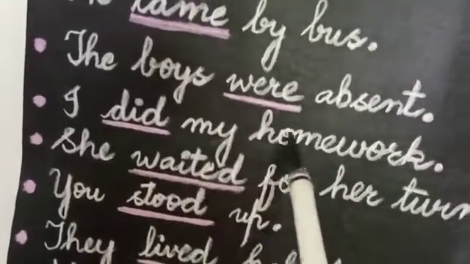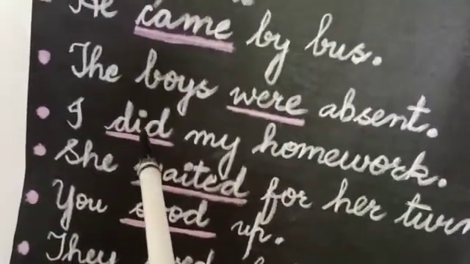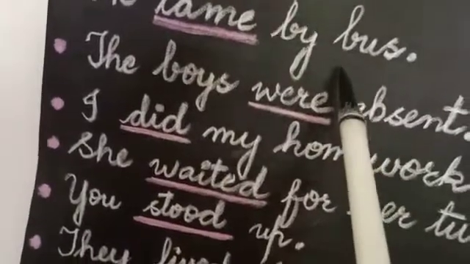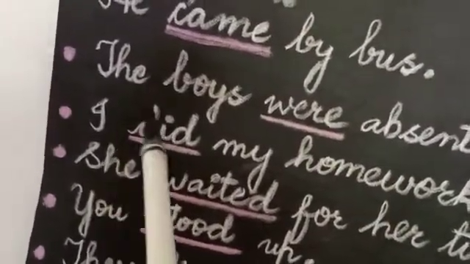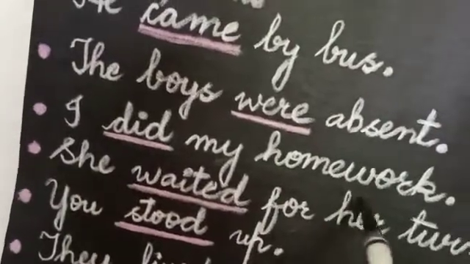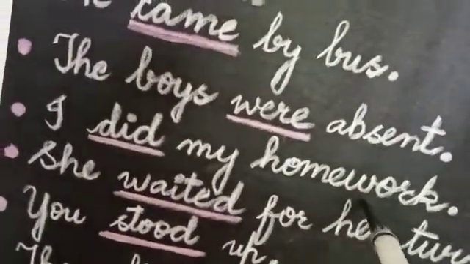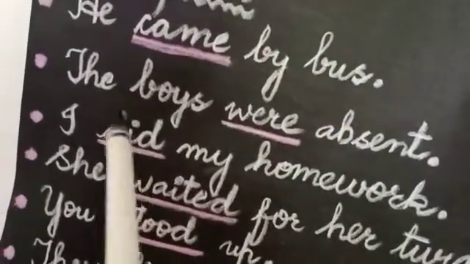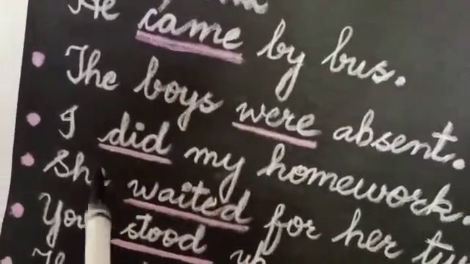I did my homework. Did is the past; do is the first form, did is the second form, done is the third form. Here we have written I did my homework. That is, my homework had been given to me by the teacher. The teacher has assigned me some kind of homework and I have done that. I did that means I finished that task. I did my homework.